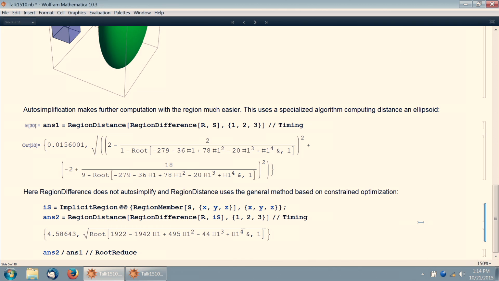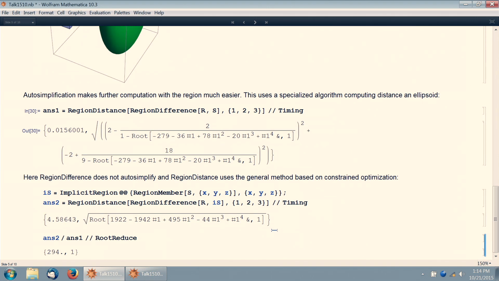So we force it to use equations and inequalities by wrapping everything in an implicit region and taking the region membership formula. And now the same problem takes 4 seconds to solve. Well, here I have it computed 294 times slower.